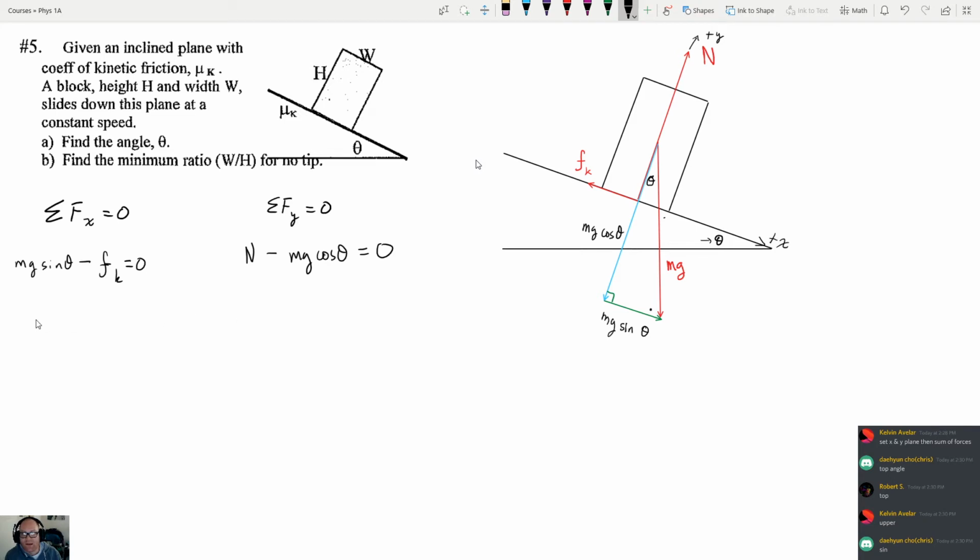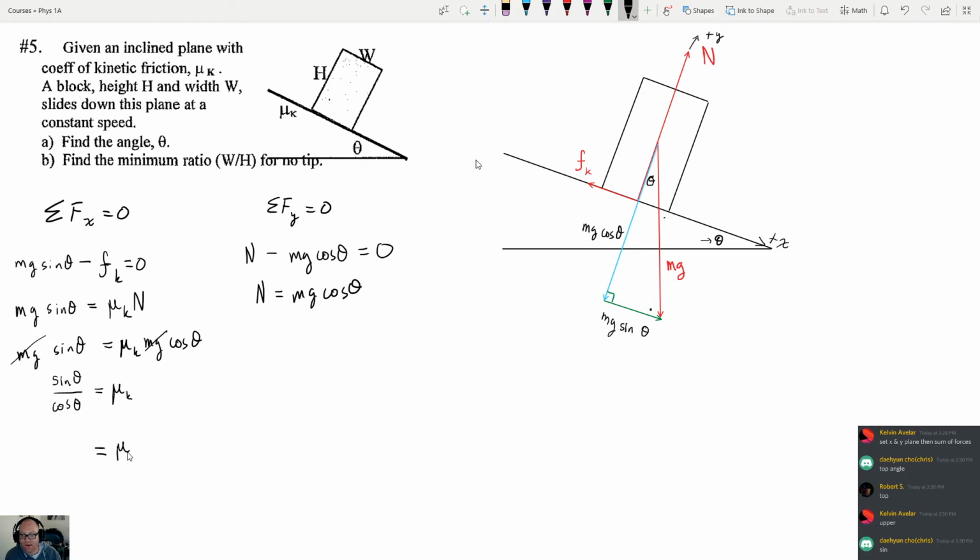Okay. Now the next thing we can do is use the fact that the friction force should be equal to mu k multiplied by the normal force. And then over here we have the normal force is going to be equal to mg cos theta. We'll take that normal force and plug it into this equation here. Okay. And then what happens is that our weight cancels out right here. And we end up getting that sine of theta divided by the cosine of theta ends up being equal to mu sub k.